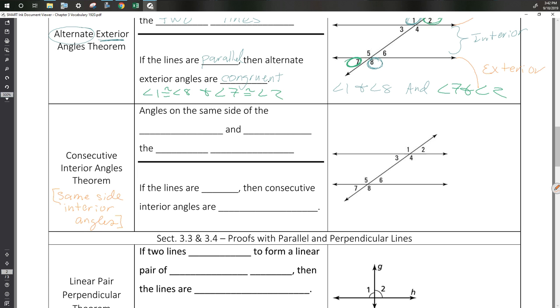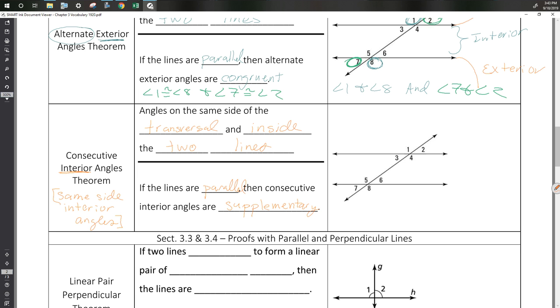So consecutive interior angles are angles on the same side of the transversal. And they say interior, so they're going to be inside the two lines. So now if the lines are parallel, then the consecutive interior angles will be supplementary. So this is the only angle pair from this chapter that we'll talk about where they add to 180 degrees. Everything else is congruent.